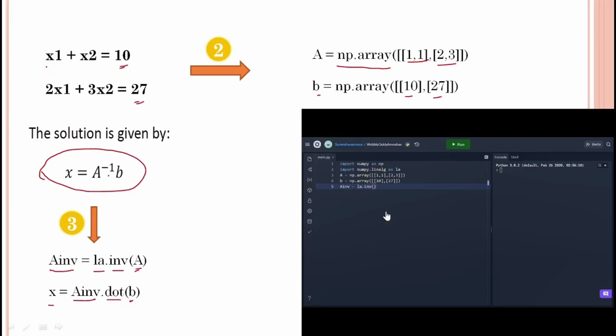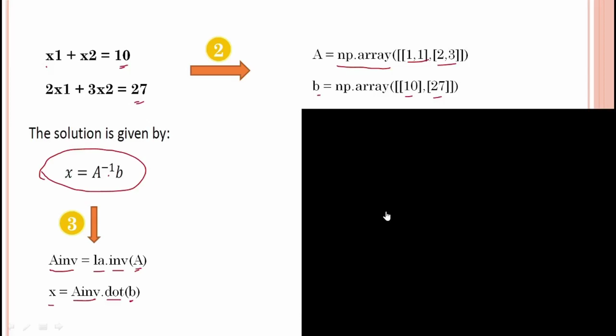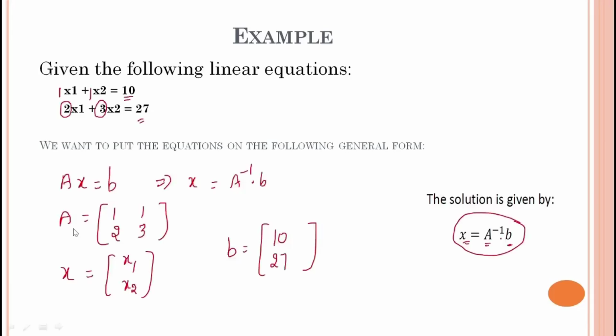You can see A inverse can be computed first by writing inverse of A, where the inverse function is accessed from the linear algebra module. And then x is equal to A inverse dot b, so we are accessing it with the help of the dot function, and finally we are printing the result. The result will be 3 and 7. The same thing we obtained while solving the same linear equation by hand.